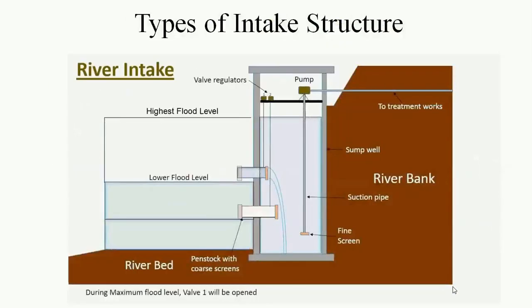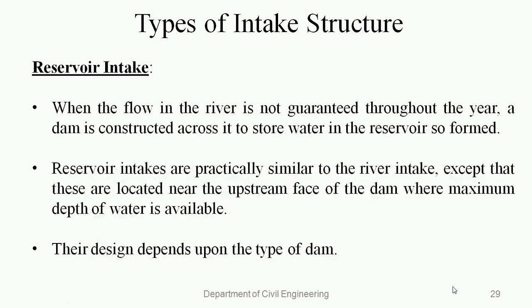This is another diagram which shows more clearly how a river intake system works. During highest flood level, valve number 1 will be opened and water will be withdrawn using penstock number 1 located above the lower flood level. And during lowest flood level, valve number 2 will be opened and water will be withdrawn using penstock number 2, which is located below the lower flood level.